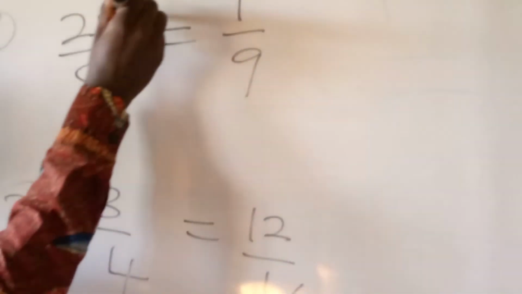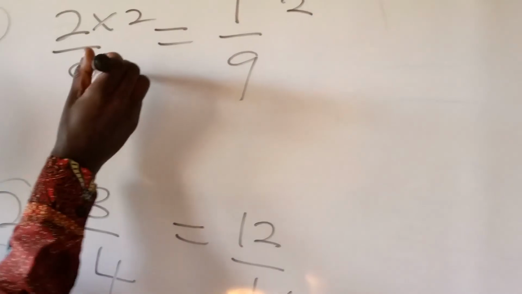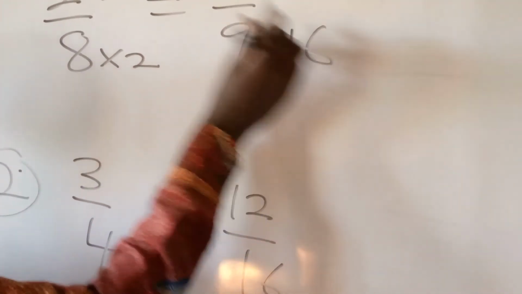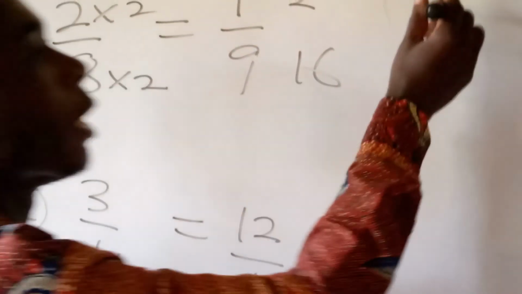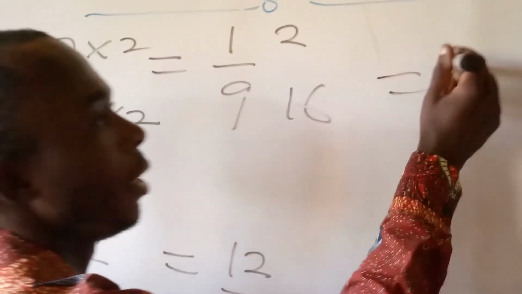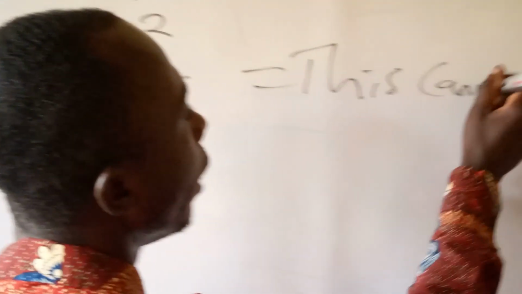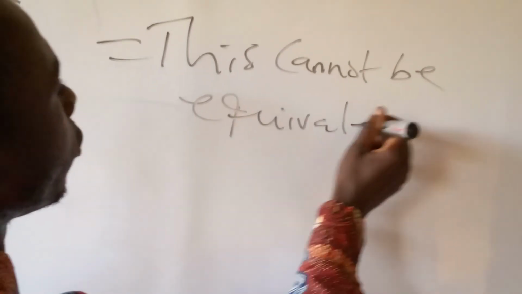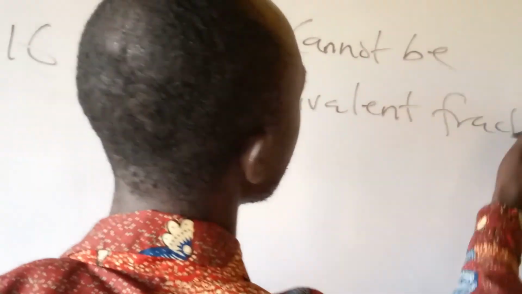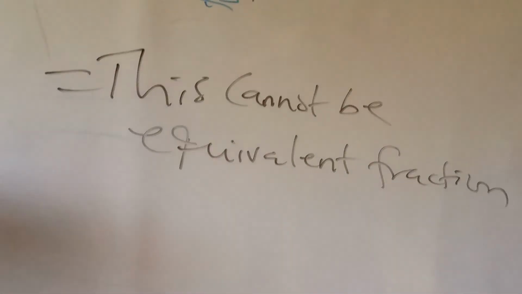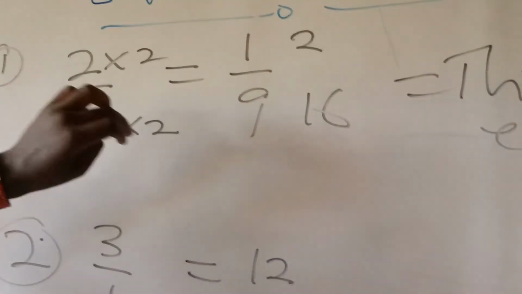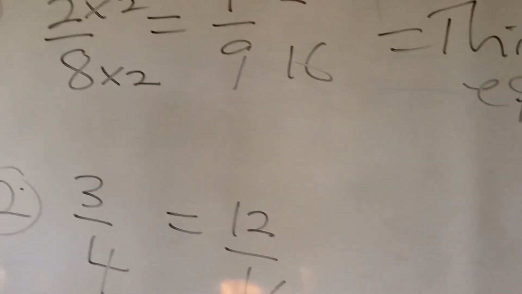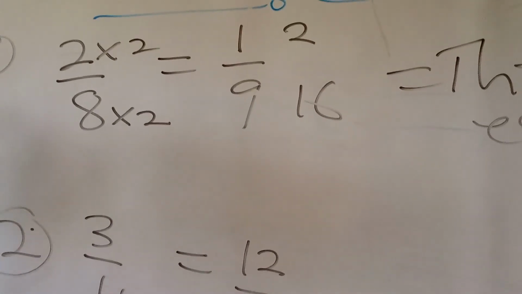If you multiply this one by 2, we are getting 2. If you multiply this one by 2, we are getting 16. You see, we are not getting the same numbers here. This means this cannot be an equivalent fraction. Even if you take 3 or 4 and you multiply the numerator by 4 and the denominator by 4, we will get different what? Answers. But let's take example 2.